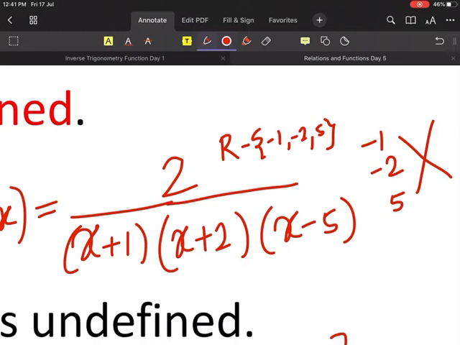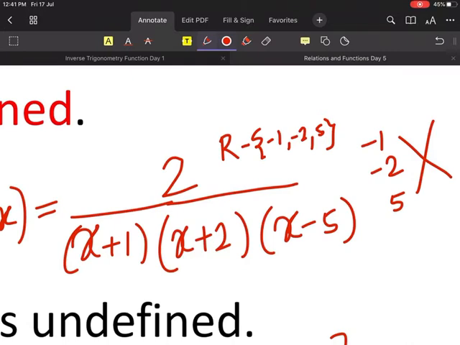Look at here. If I put 4 in place of x, will I get undefined? 4 plus 1 is 5, 4 plus 2 is 6, 4 minus 5 is minus 1. I am not getting undefined. Even if I put 3, still defined. If I put 1, defined. If I put 20, also defined. It gets undefined only for these 3 values. So the domain is R, all the real numbers, minus these 3 elements.